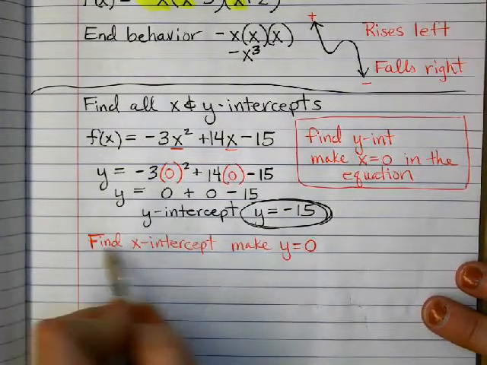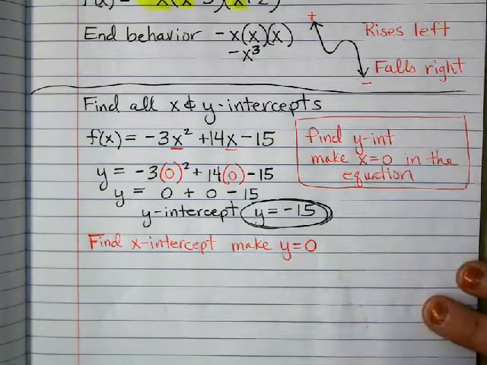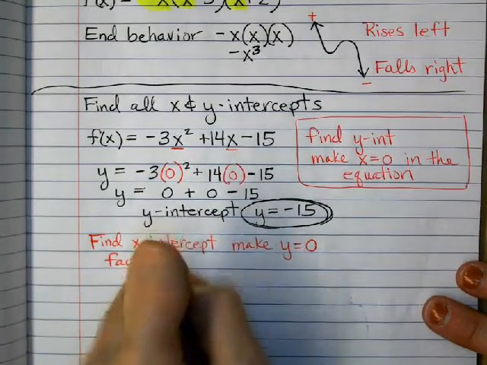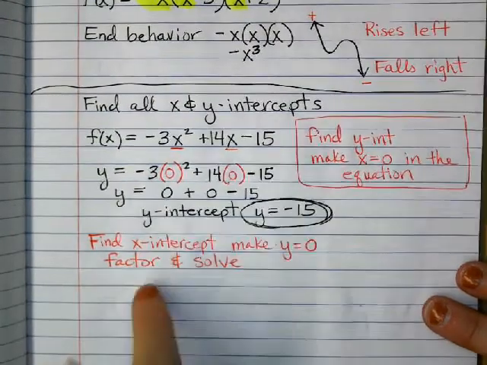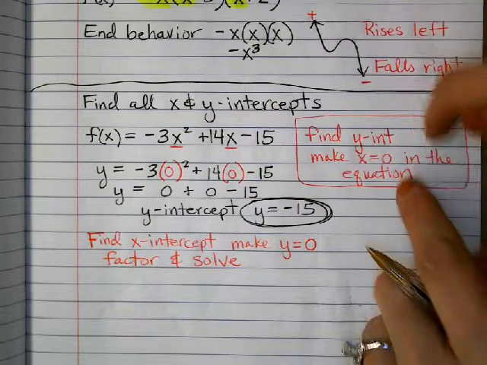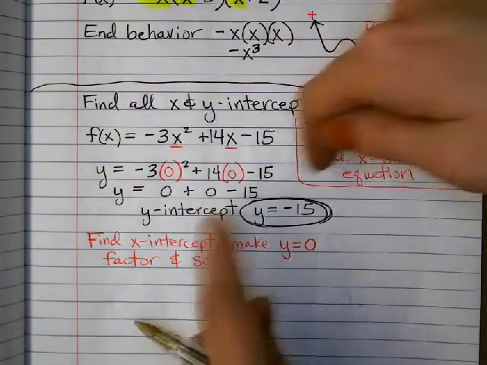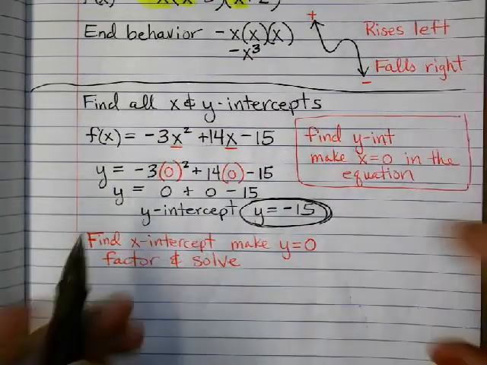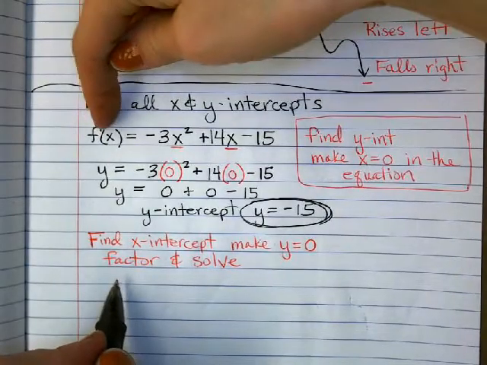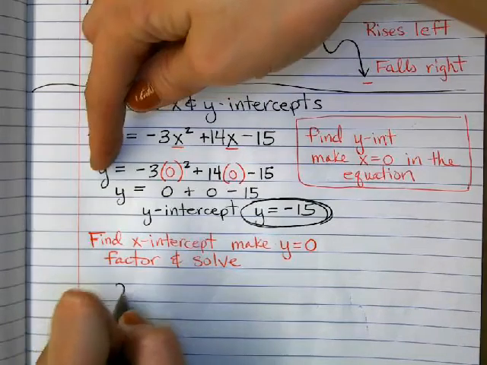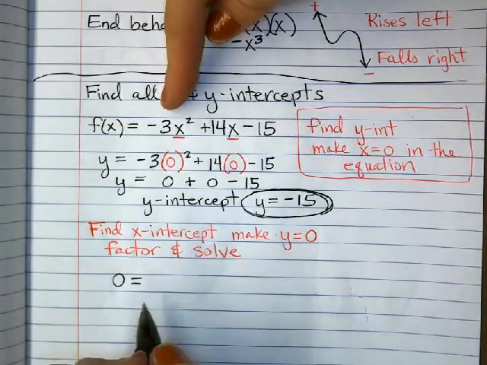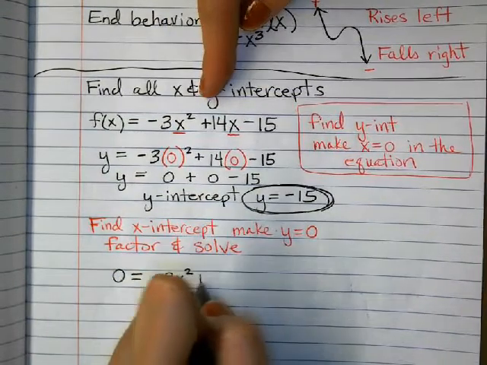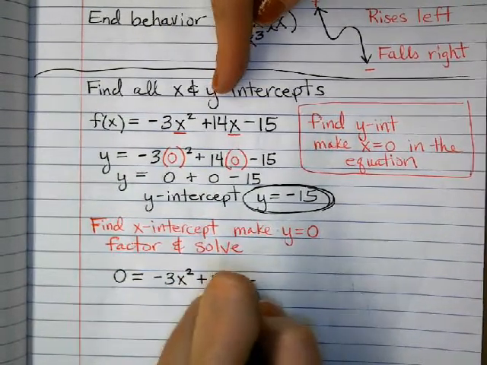Find the x-intercept. You make y equals 0. And then you're going to have to factor this equation and solve it. This one's a little harder to do. This one was kind of easy. You just put zeros in. This one's a little bit harder. You make the y part equal 0. So this part, like the f of x, that's the y. You make that say 0. So you say 0 equals negative 3x squared plus 14x minus 15.